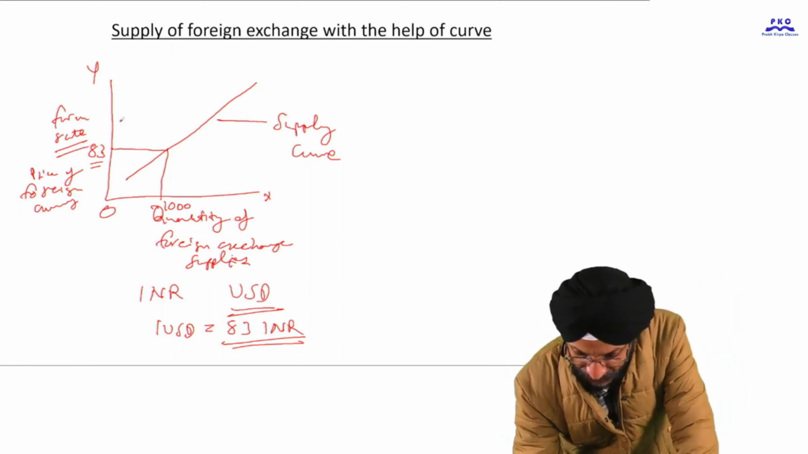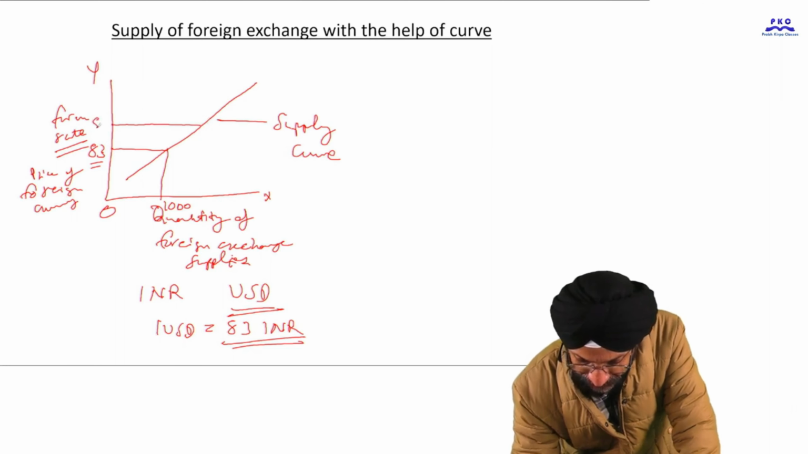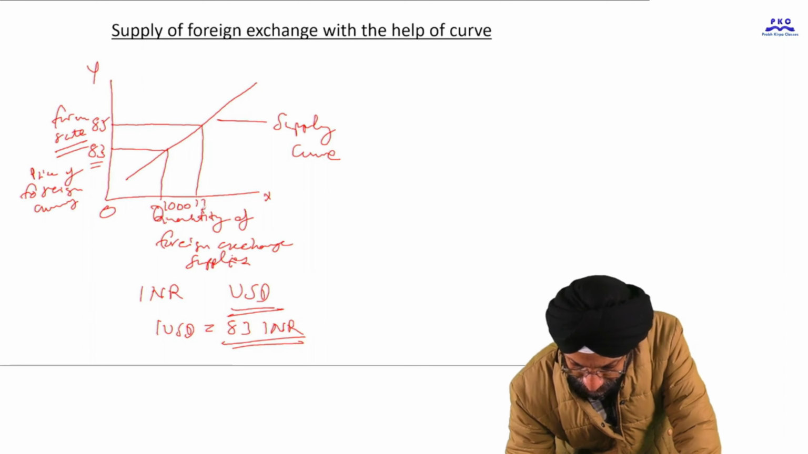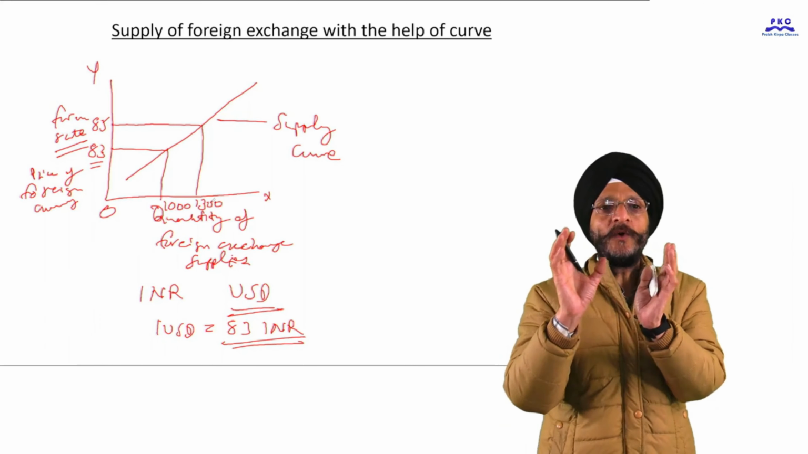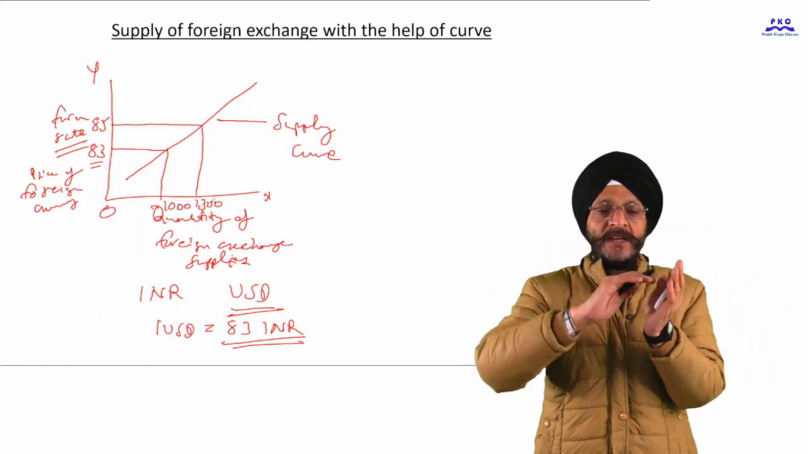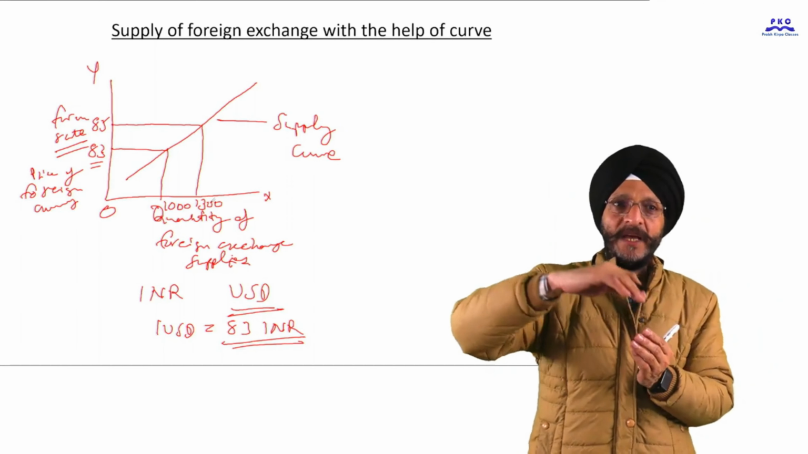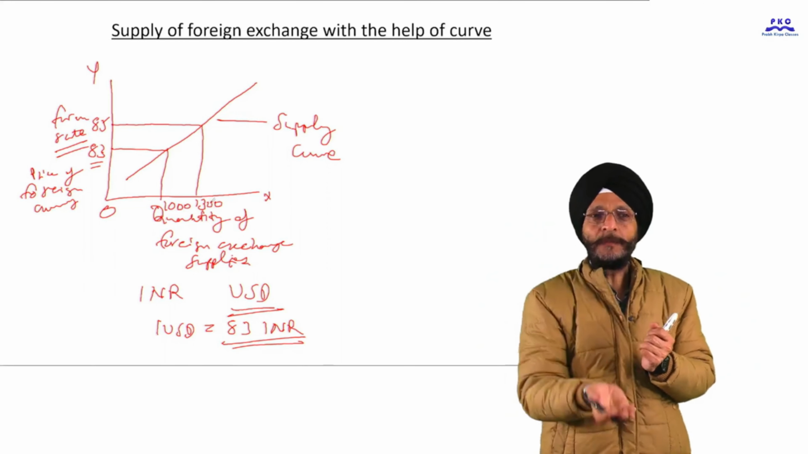If the price increases, or the forex rate increases to 85, the quantity may also increase to say 1300. The quantity of foreign exchange supplied also increases. There is a direct relationship. As the price of foreign exchange, or the forex rate, increases, supply increases.